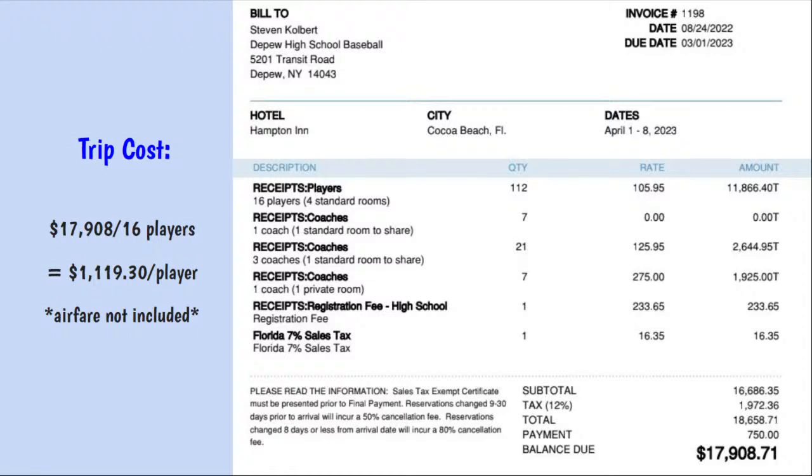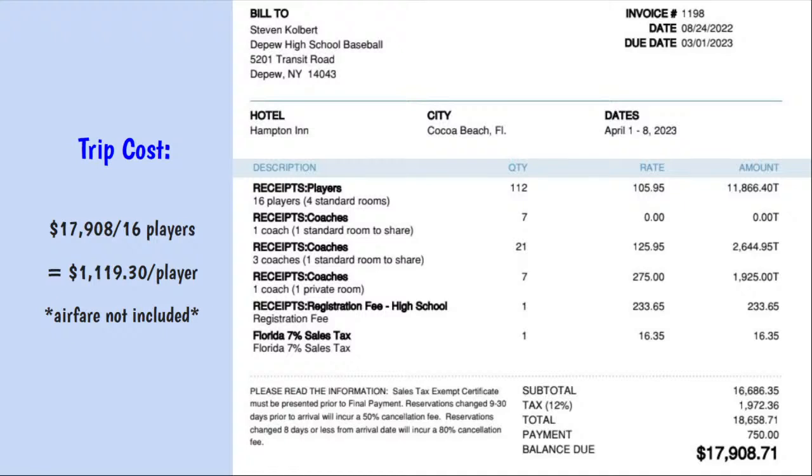So as we met with parents in June, Coach Crowley, myself, and Mrs. Koenig, we looked at several different options. Coach Crowley being our expert, we decided on the Space Coast baseball trip, where if we look at the overall price tag of 16 players and 4 coaches, that worked out to $17,908 for a total trip cost minus the flights, which obviously we couldn't look into or book until the trip was approved. That worked out to $1,119.30 per player.